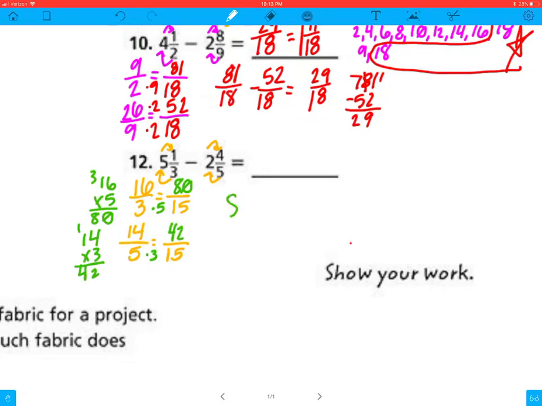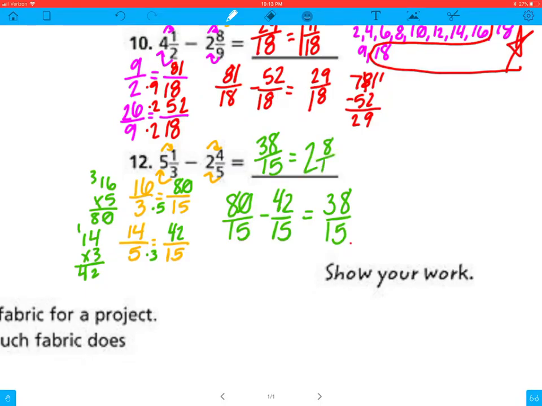42/15. So now I rewrite it. 80 over 15 minus 42 over 15. I have a common denominator, so I know my denominator will be 15, but now I can subtract the 42 from 80 and get 38, so my final answer could be 38 over 15. Or I know that 15 goes into 38 twice, and I have 8 left over, so it's 2 and 8/15.